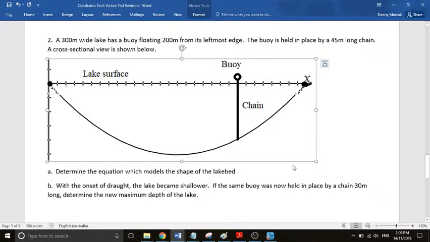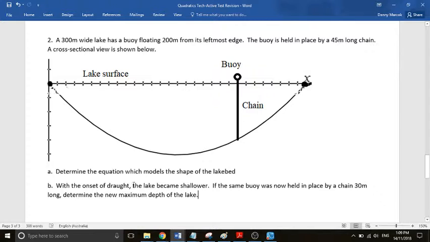It's got to be in terms of x, because we've got x here. We don't have anything here, but this might be d of x for depth. It may be y, height, I don't know, but we've got x. That's all we need. That's all the information we've got.